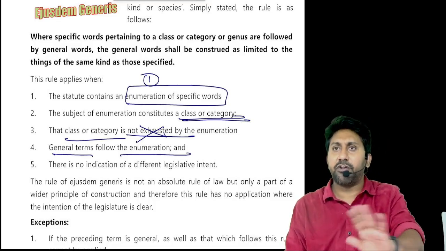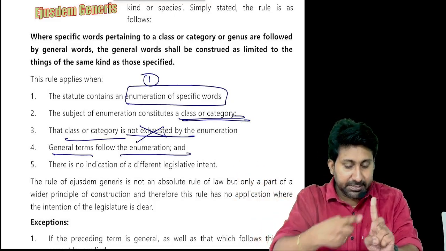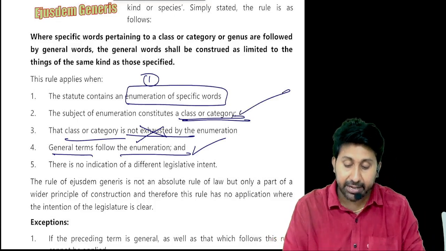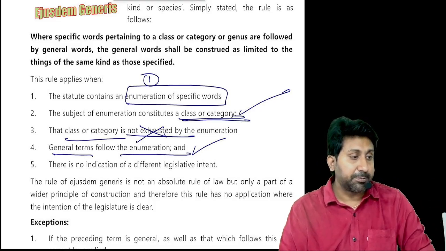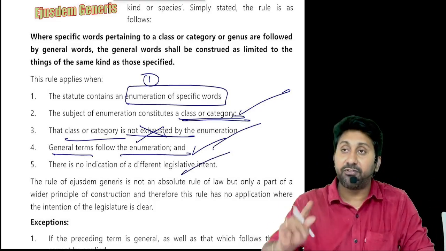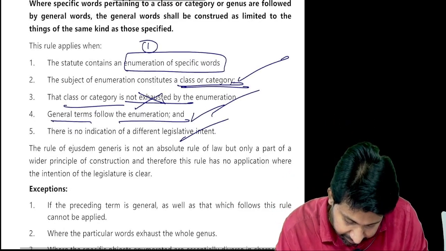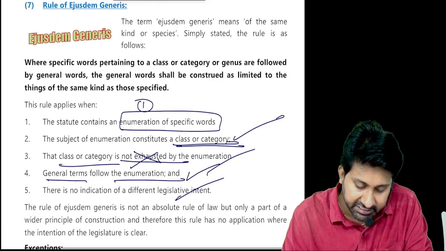Okay. There is no different legal intention. So mainly, there should be specific words. Specific words are followed by general words. Specific words should belong to a same class or category. The class or category should not be exhausted by specific enumeration. There should be no different legal intention. In that case, the general word should be given the meaning of the previous specific words.